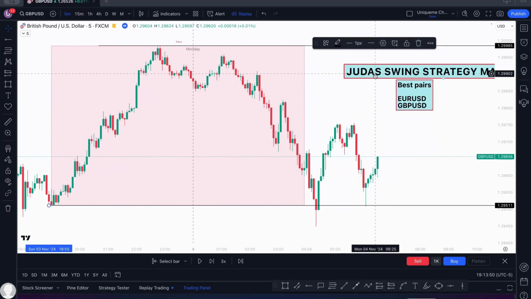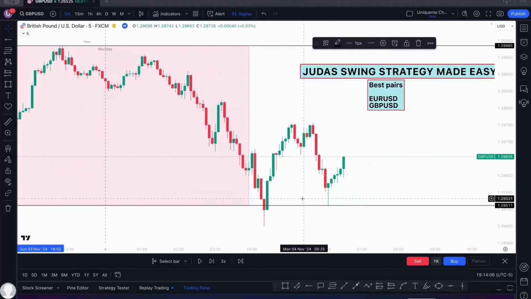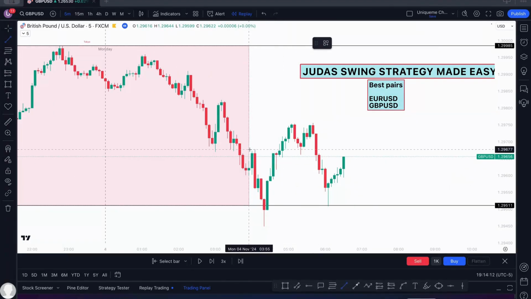Now, in Judas swing, you don't need a top-down analysis, you don't need a daily bias. I don't need to know what's happening on the daily charts. My main focus at this time is just for the market to take out liquidity, because liquidity is the driving force in the market. Now, the market has taken out liquidity, which I can see from here. I look for the closest swing point I can see here, which is what? In this direction here.